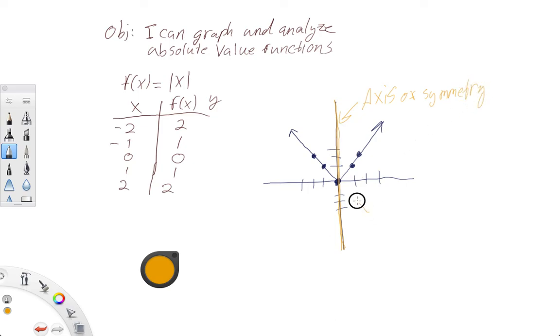And it goes through this point right here, which is called our vertex. Yes, in this case it is the origin, but it doesn't have to be. And if we had a y-intercept, it wouldn't be. But it's on the origin this time. But that's called the vertex. It's the center point where the axis of symmetry crosses. Okay, and that's just the introduction to this.